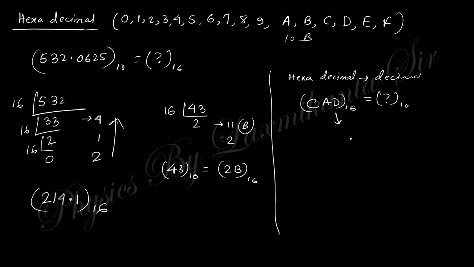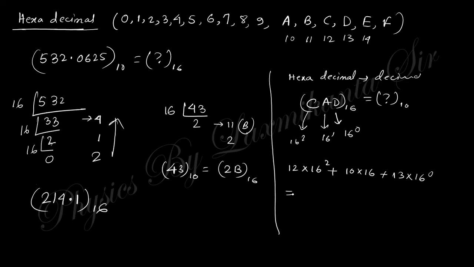So this gives you multiplied 16 to the 0, this is 16 to the power 1, this is 16 to the power 2. And C means 12, this is 11, this is 12, this is 13, this is 14. So C means 12 into 16 square plus A means 10 into 16 plus D means 13 into 16 to the power 0. This gives you 3245. So this is in the decimal system. So you just change the hexadecimal to decimal system and decimal to hexadecimal system in this process.